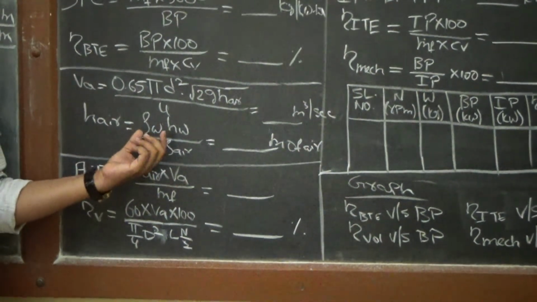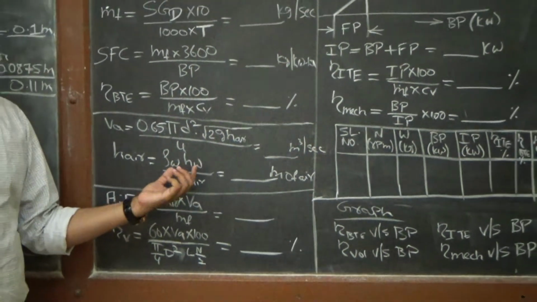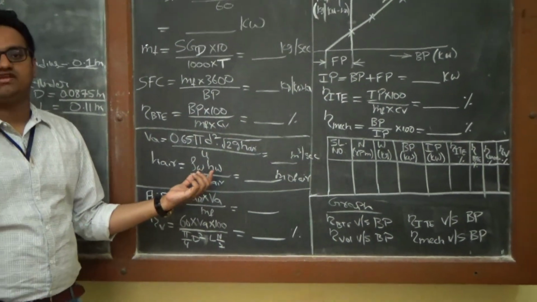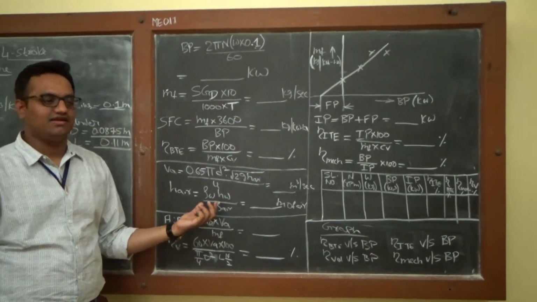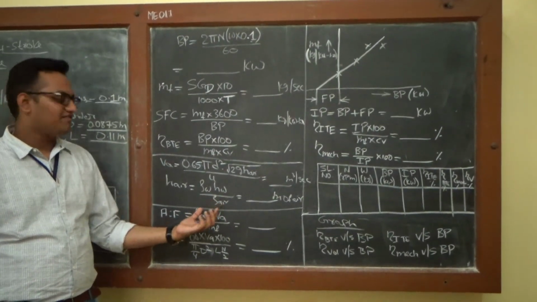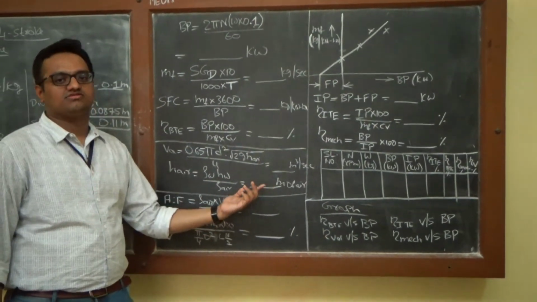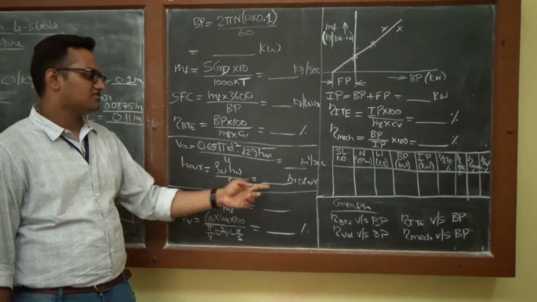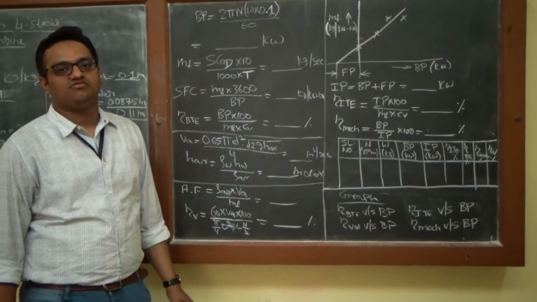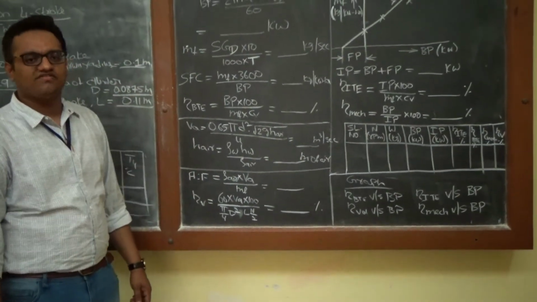We have rho of water, which is very well known to us. H of water, HW, is nothing but delta H, the difference between the manometer readings, which we have already tabulated and calculated, divided by rho of air, which we usually get in terms of meters of air. So substituting H in meters of air should get us the result in meter cube per second. That's VA, the volume of air.